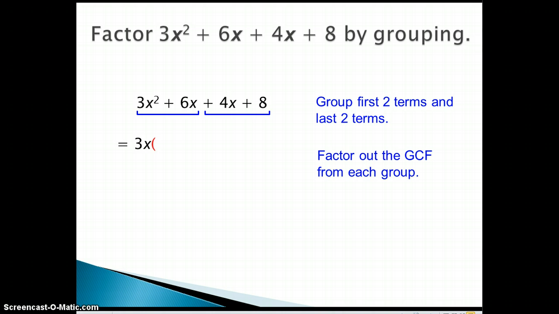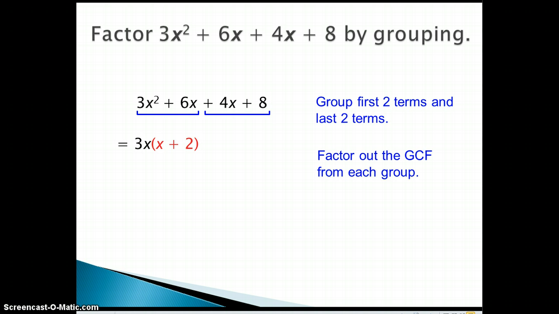So if we factor out the 3x using the distributive property, one way to do this is to think about what would have to go in the parentheses so that if you were to distribute the 3x back through, you would get 3x squared plus 6x back. So to get 3x squared, we would need an x, since 3x times x is 3x squared. Then to get a positive 6x, we would need a plus 2. So the GCF is now factored out of the first group.